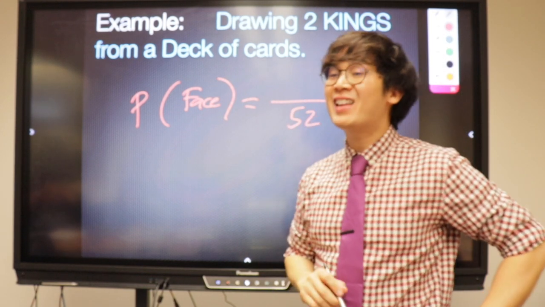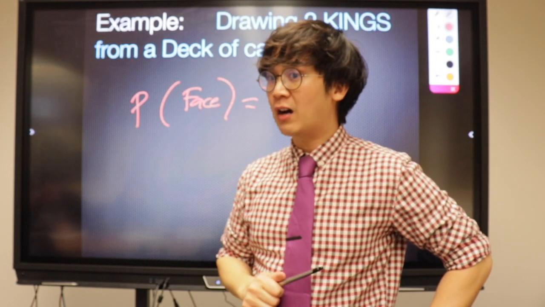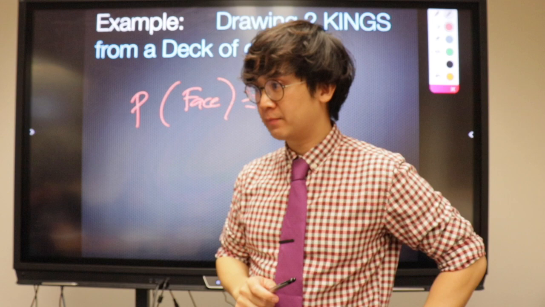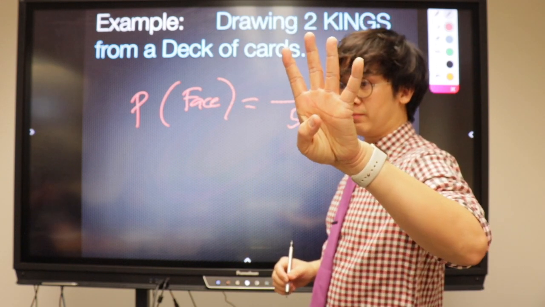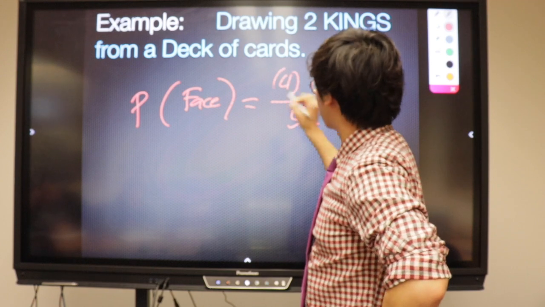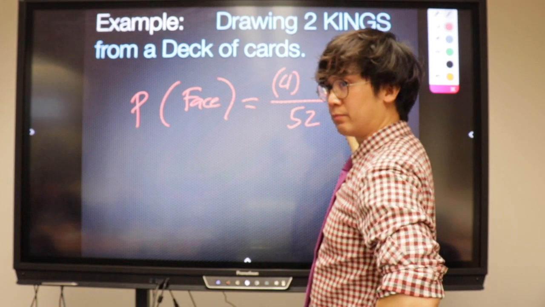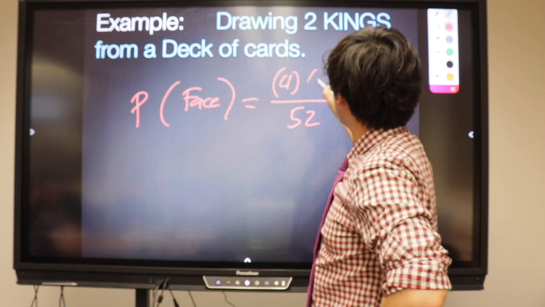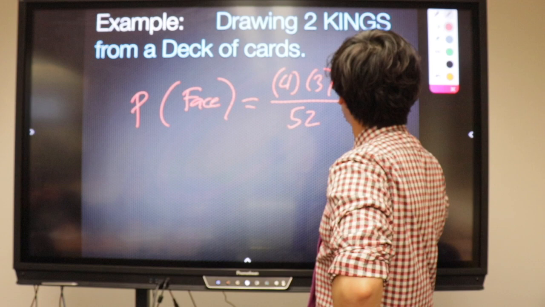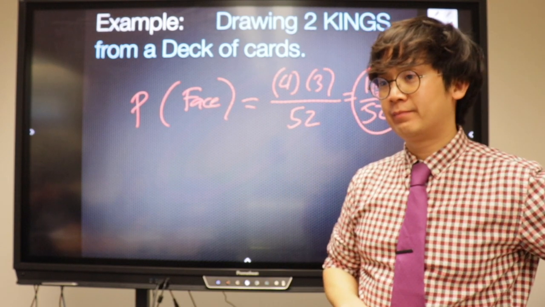What we know is that the denominator is not going to change. It's 52. We just need to figure out the number of successes. Face cards, there are 4 suits, right? How many face cards? 3. King, queen, jack. 12 out of 52. All right?